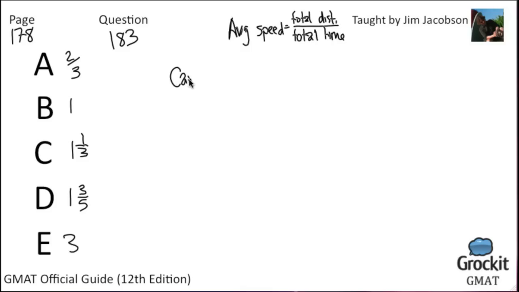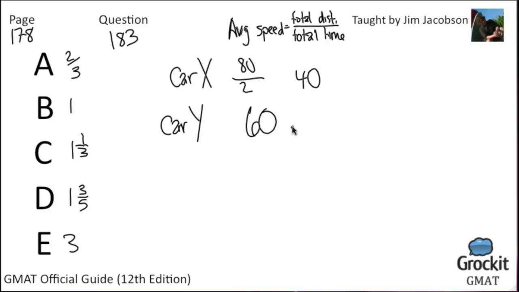So we have car X, which did 80 miles total distance in 2 hours, so its average speed was 40. Car Y, we don't actually know how fast it went, or do we? The question tells us that it was 50% faster. A 50% increase on 40: 50% of 40 is 20, so we add 20 onto 40. Car Y must have been going 60, which is 50% faster.